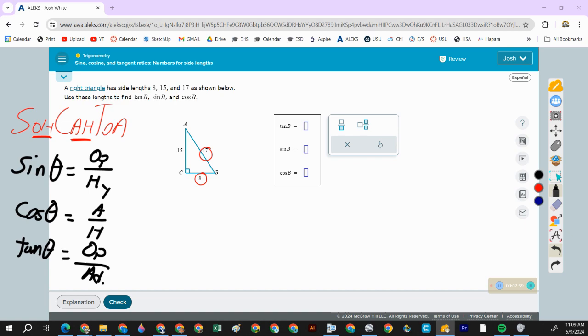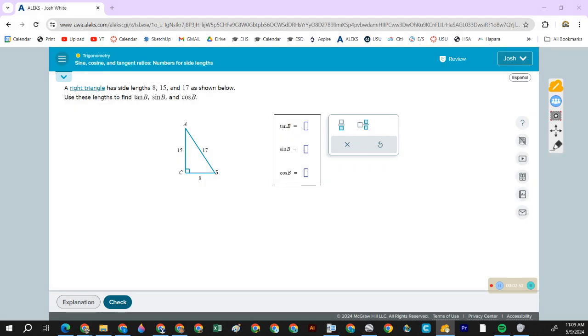Now if I switch to angle A, then the O and the A flip sides. So the tangent of A is going to be 8 over 15. Easy enough to remember, I hope.